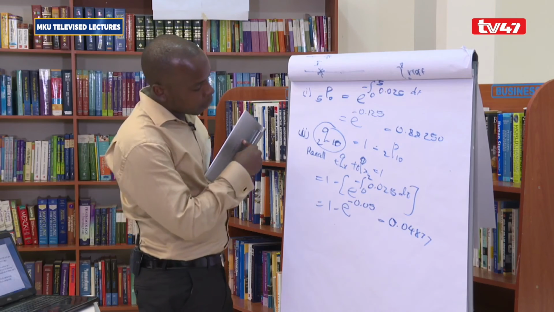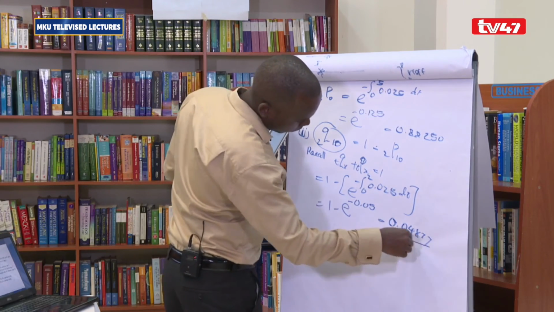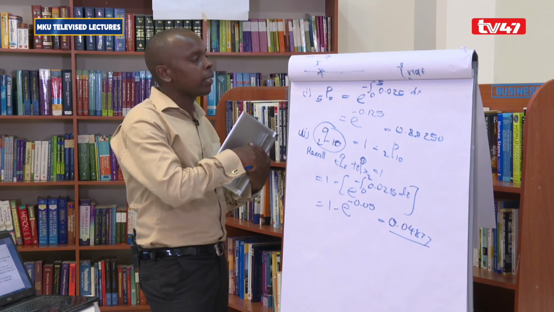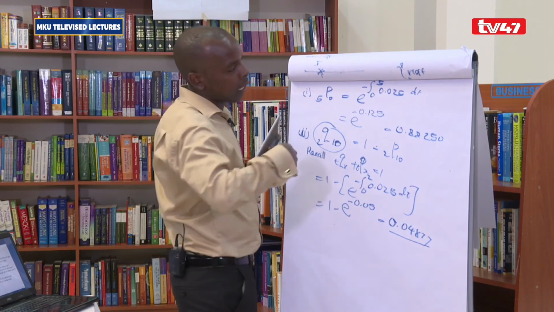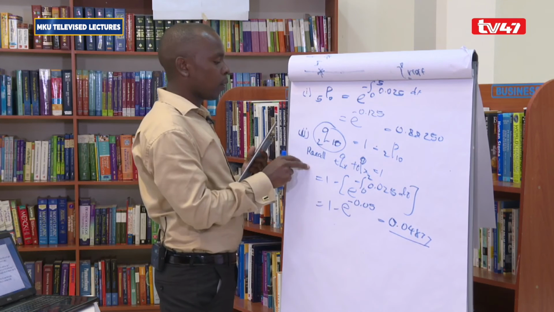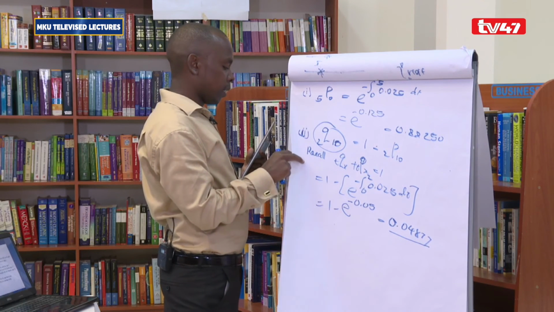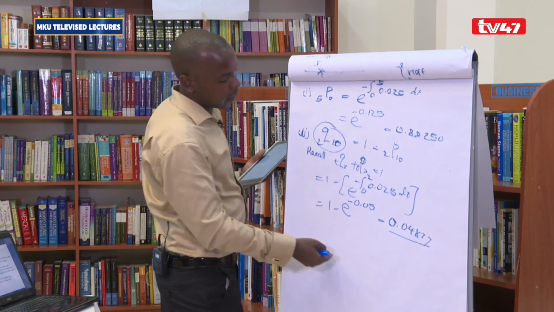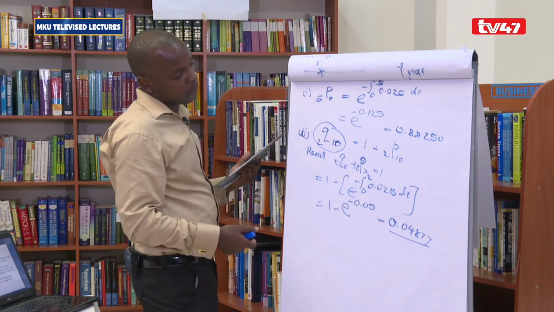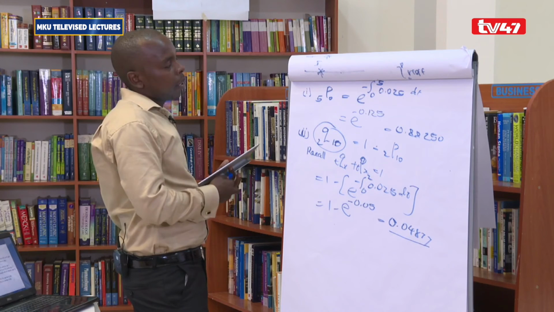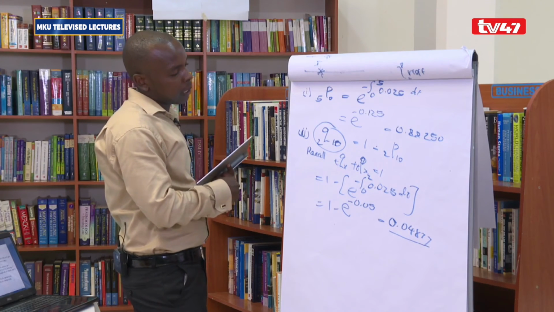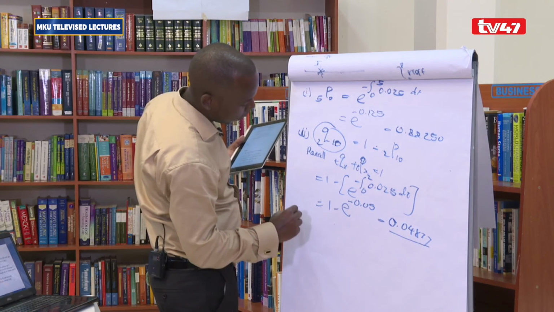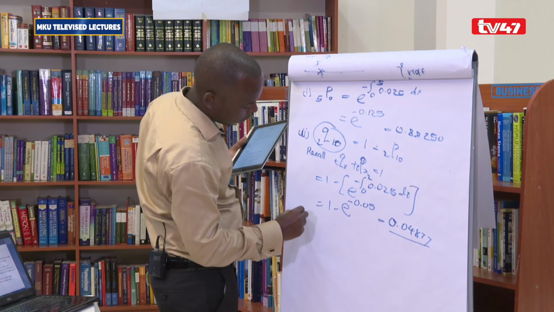The value can tell whether in the near future this person has a higher chance of surviving, and we can tell that the chance of survival for this particular life is very high because we have a very low probability of death.